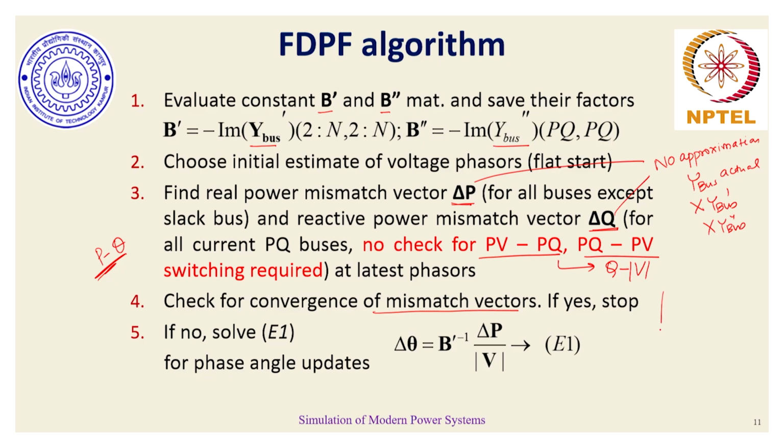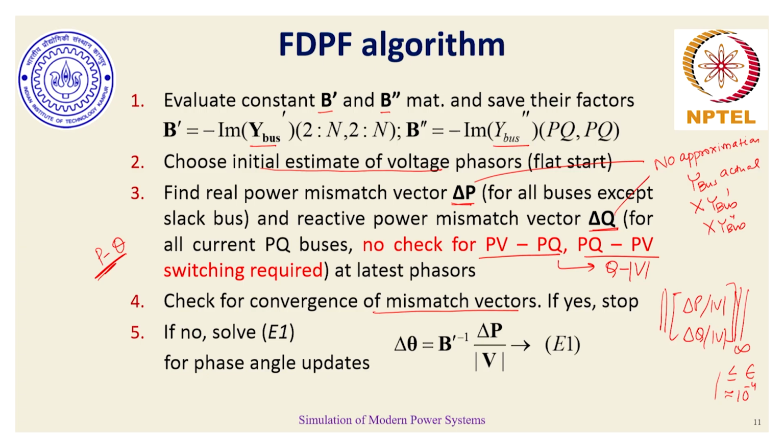By tolerance, I mean if I denote delta P and delta Q by a voltage vector as my mismatch vector, whether the infinity norm of this vector is less than the tolerance, which is typically 10 to the power minus 4 or 10 to the power minus 5, depending on the way we choose. If the tolerance is met, then there is no need to solve. Whatever solution we have at hand, that is the final power flow solution.